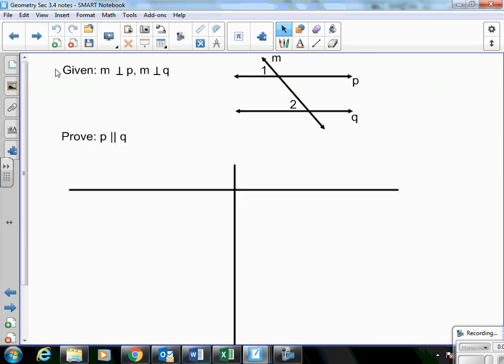All right, so a little proof here. Given that M is perpendicular to P and M is perpendicular to Q, we want to prove that P and Q are parallel. So just like always, we're going to start with the given, which is going to say that M is perpendicular to P and M is perpendicular to Q.